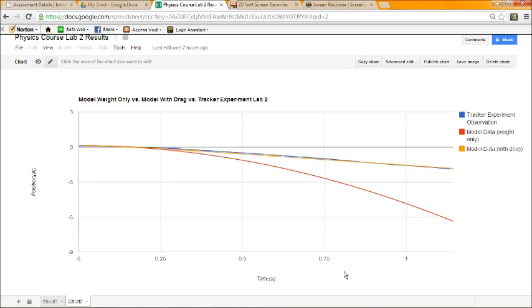This is my final graph for Lab 2. As you can see, the model with the drag force, which is indicated by the orange line, and the experiment, which is indicated by the blue line, are very alike. There's almost no deviation. But the model with only weight force has a large deviation compared to the tracker experiment.